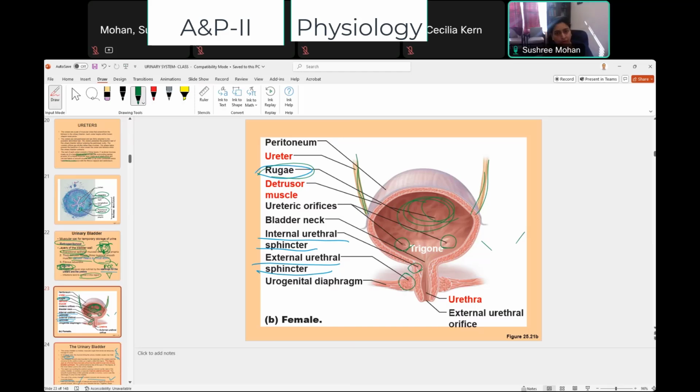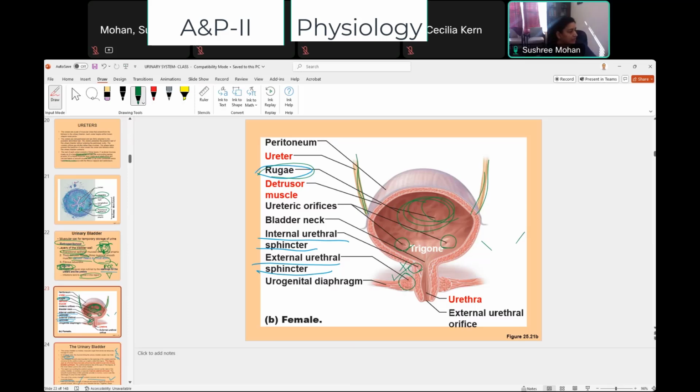We have control over it. We don't have control over here. We have control over there. So when you don't have control, it is involuntary. It's pretty much like the anal one. When we were reading about the digestive system, there was an internal one and an external one. The internal was involuntary and the external was voluntary. Same thing over here. You feel like going to the restroom when this one is activated.